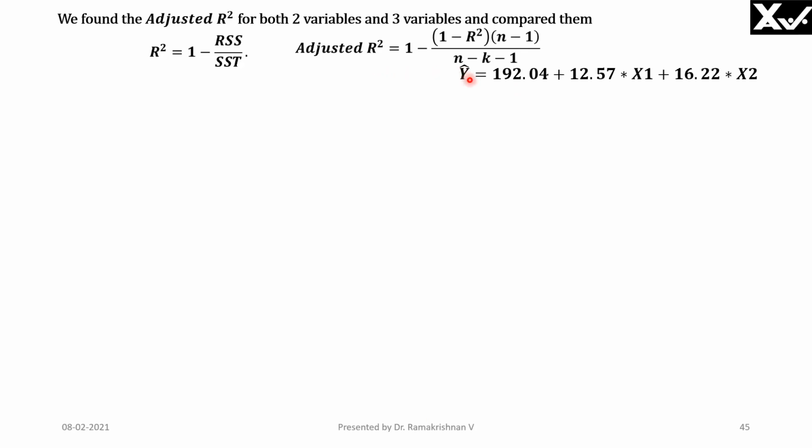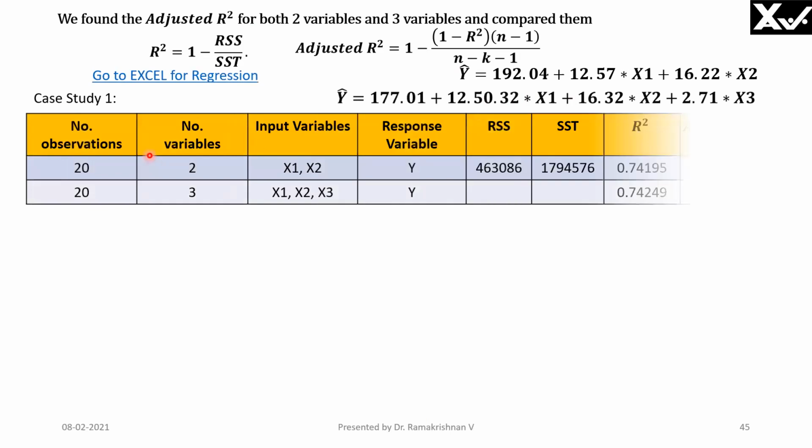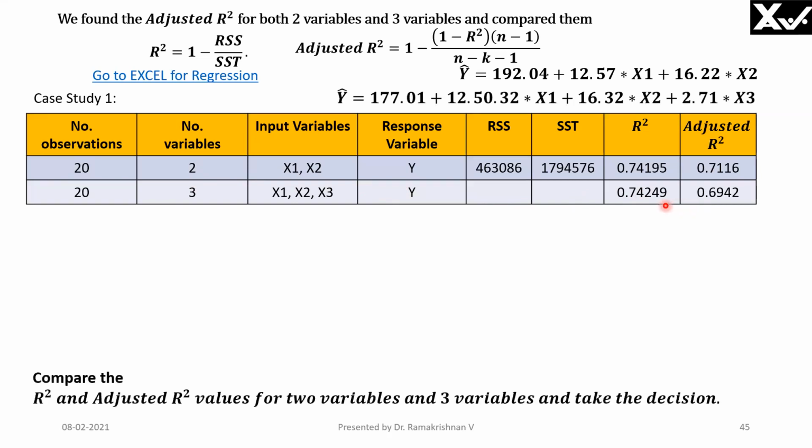We found the adjusted R squared for both 2 variables and 3 variables and compared them. R squared value we calculated, adjusted R squared also we calculated using the predicted values and the observed values. And we made the table for 2 variables, RSS and SST are found, R squared was found, then adjusted R squared was found. Similarly, for 3 variables it was found. We compared the adjusted R squared value here, it has decreased. Therefore, there is no improvement by the new variable, therefore reject the variable 3.